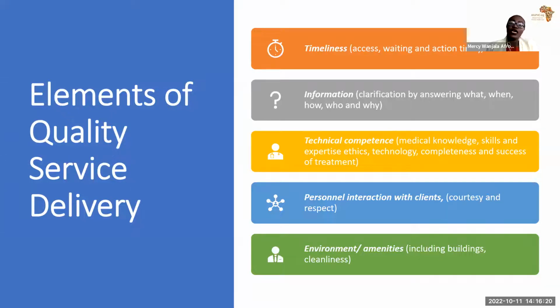Looking further into the elements of quality service delivery, these are the aspects you should always look for. One, timeliness. Is there timeliness in terms of access? Is there timeliness in terms of waiting and action time? I'm sure, especially in our public facilities, we always have the complaint of people waiting too long, and that's why they go to private facilities. And as you can see, timeliness is a dimension of quality.